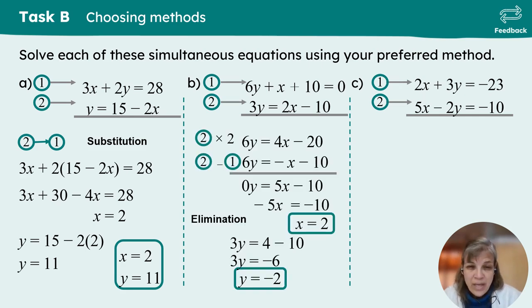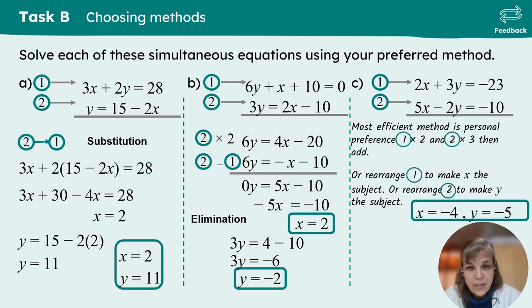I did the second one by elimination. I decided to multiply the second equation by 2, and then I eliminated. You could definitely do it different ways, but you should come up with x is 2 and y is minus 2. Then you have the last one, and here the most efficient method is really personal preference. You could multiply both of them by a number, you could rearrange them. You should come up with the answer x is equal to minus 4 and y is equal to minus 5.